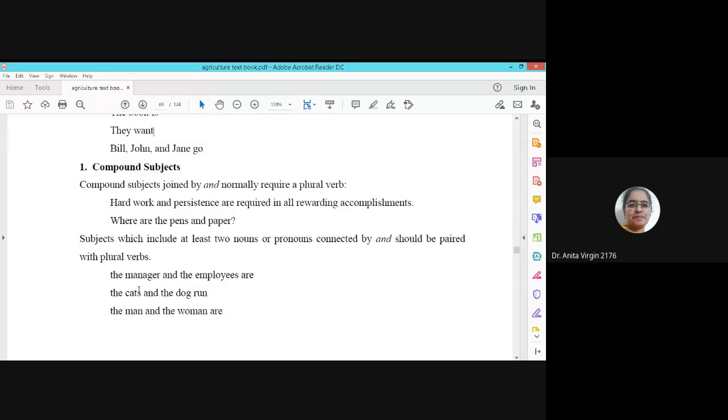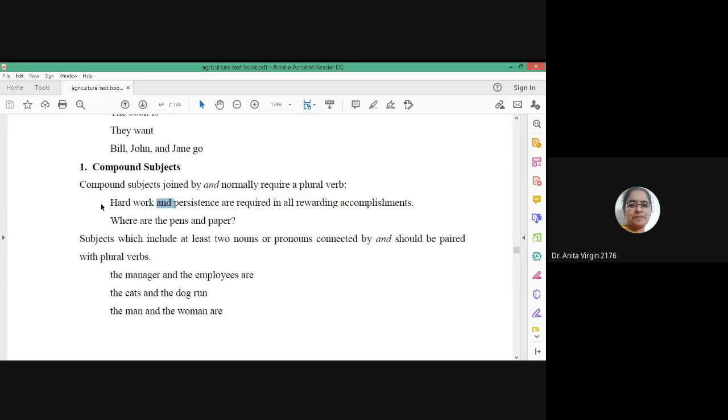Sorry, more than one. If it is more than one, we just call it compound. Okay. So two subjects. If you have two subjects, then we use a plural verb, and you'll be using "and" in between. Can you see this? Hard work and persistence. Hard work is one subject. Persistence is another subject. These two are joined by the word "and".